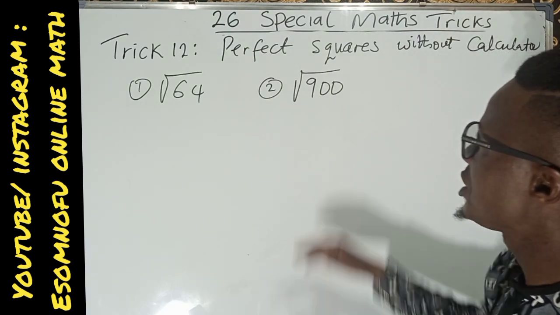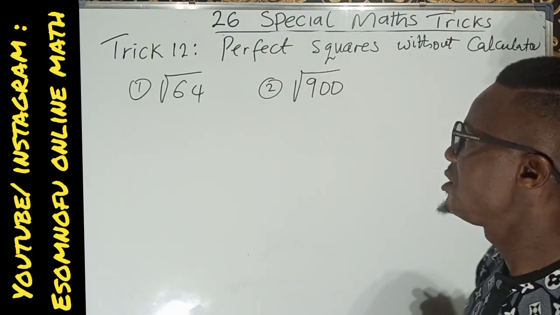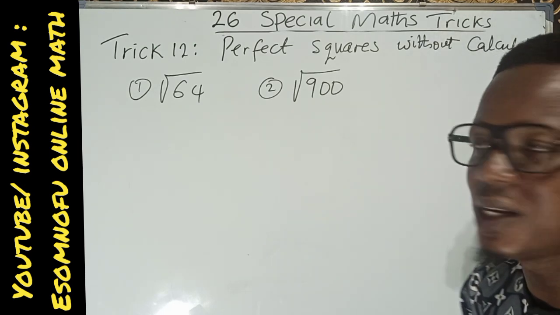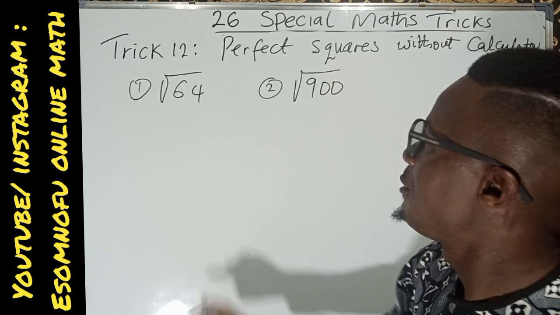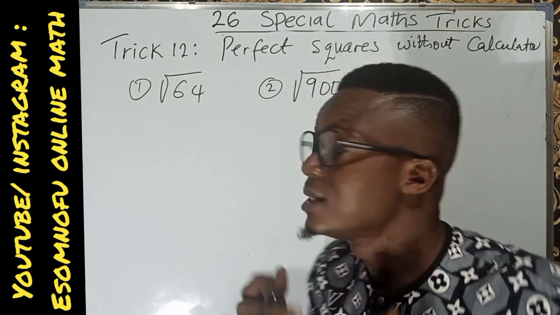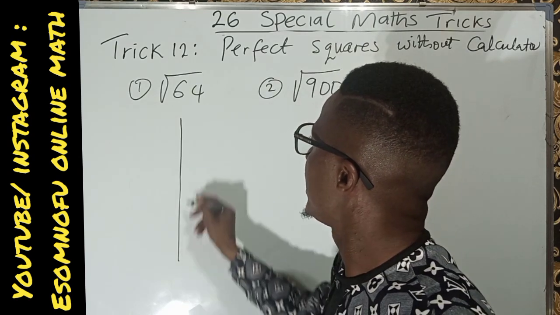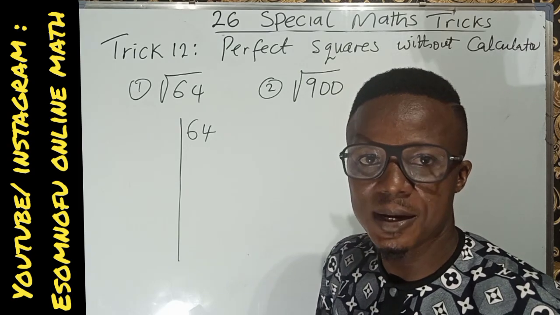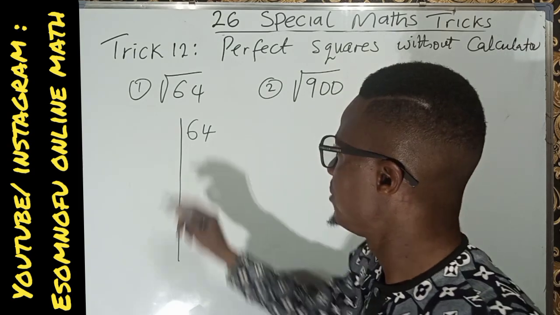Okay, this is trick number 12. In trick number 12, we'll talk about how to get perfect squares without actually using a calculator. So for the square root of 64, for a child who doesn't know the square root of 64 off heart, you can teach the child to draw lines. Right, 64, you start dividing by the smallest number that can divide, as if you're getting LCM.